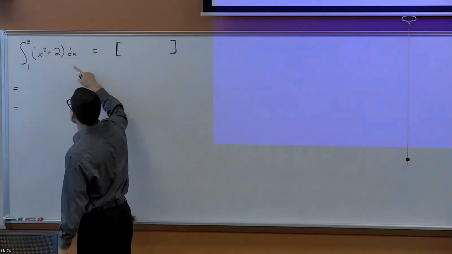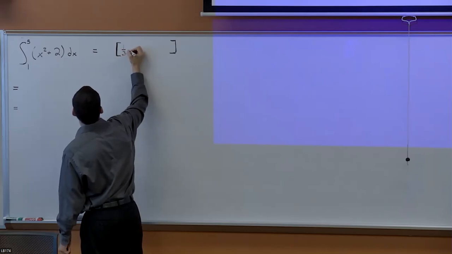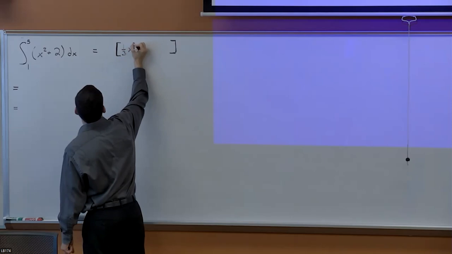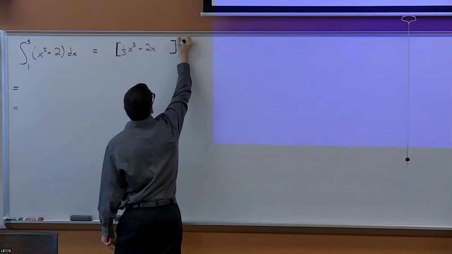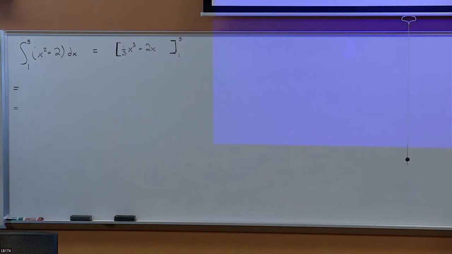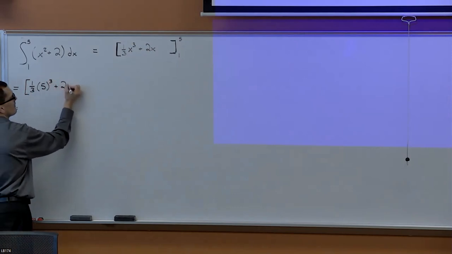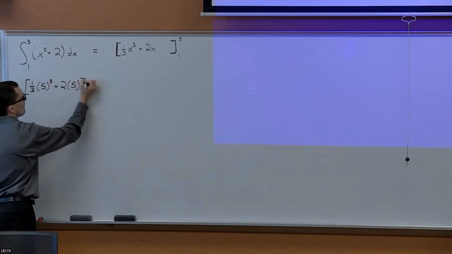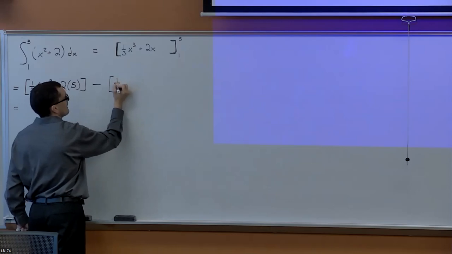So let's take an antiderivative of x squared plus 2, which is 1/3 x to the third plus 2x. And then we're gonna plug in the upper and lower bound. Now, we always plug in the upper bound first, the one that's on top, and then subtract what we get by plugging in the lower bound.